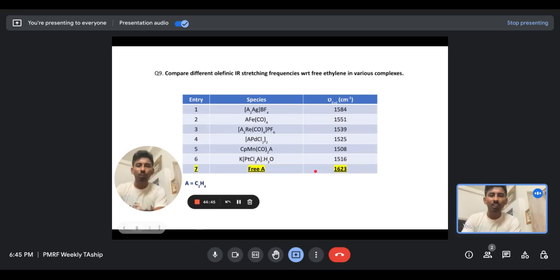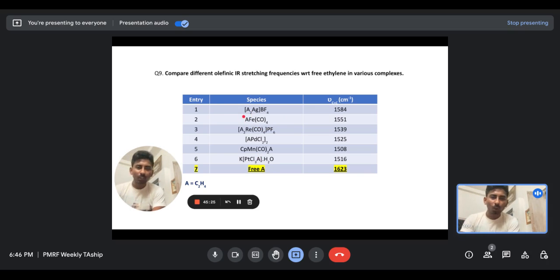Now we shall come to the last question of this discussion. What is the comparison of the different olefinic IR stretching frequencies with respect to free ethylene in various complexes? We have taken up several examples here, and we will go through each of these to see how these metal-olefin systems have different olefinic IR C=C stretching frequencies. We abbreviate ethylene as A in each of the following species. Six such species are there, and one is the free ethylene moiety.